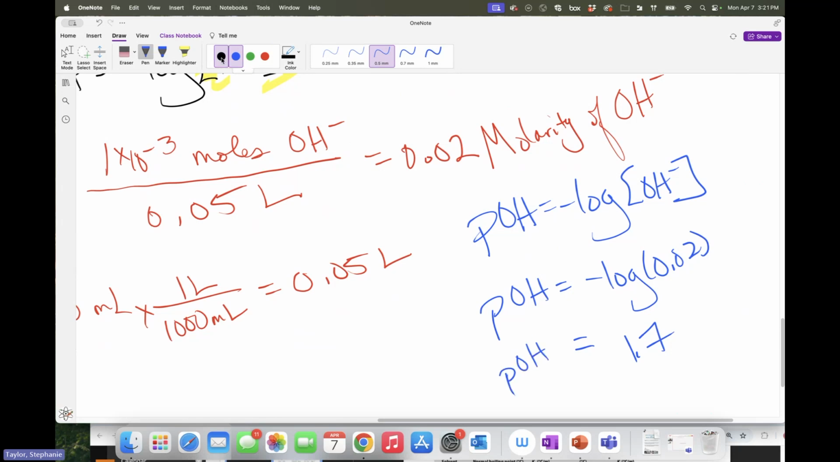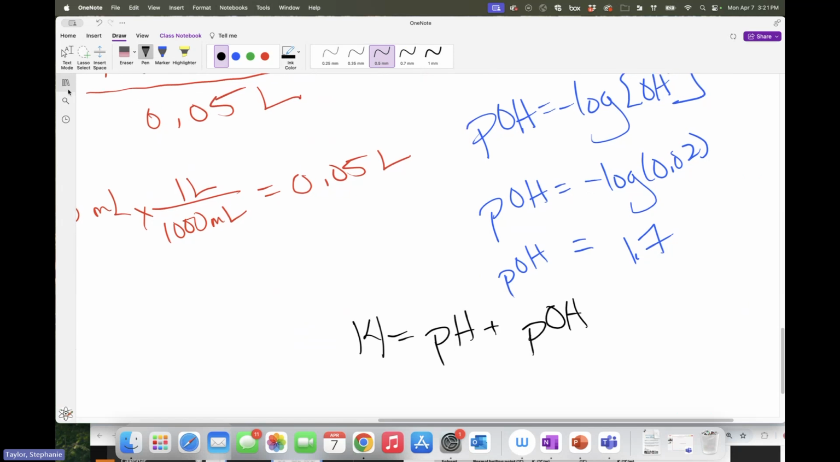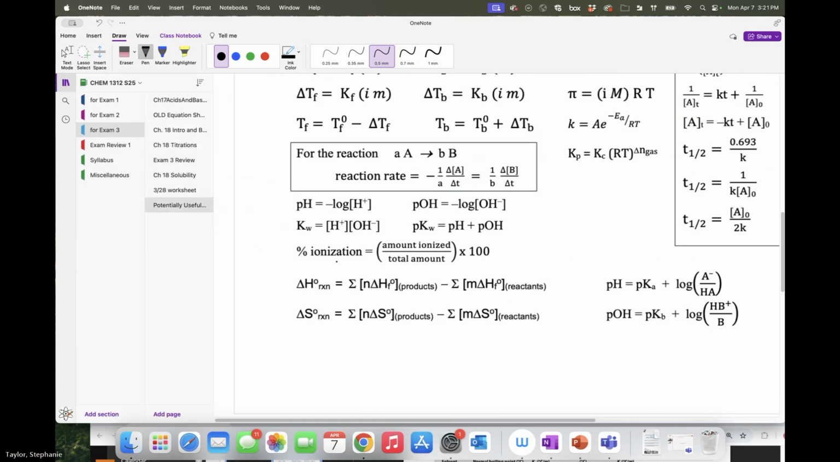The question asks for pH. So since I want pH, that's where I'm going to rely on the whole 14 shenanigans. And that, I believe, let me check potentially useful information. Okay, so we do have, let me highlight that.